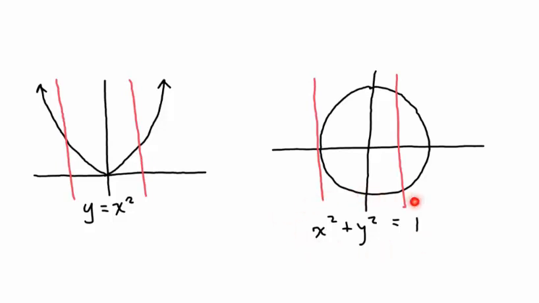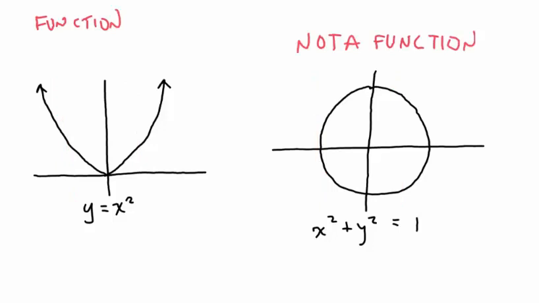However, if I come over to the circle, x squared plus y squared is equal to 1, I can draw some vertical lines that intersect the graph of this rule only once. However, there is going to be at least one vertical line that intersects at two different spots. Because it intersects at more than one spot, this rule is not going to be a function. Because our rule y is equal to x squared is a function, we can write f of x is equal to x squared. We can't do this for the circle because it's not a function.